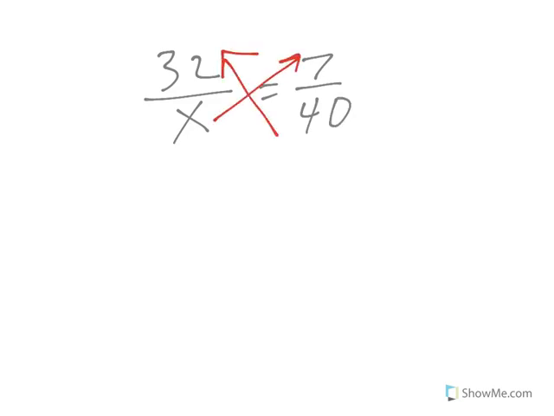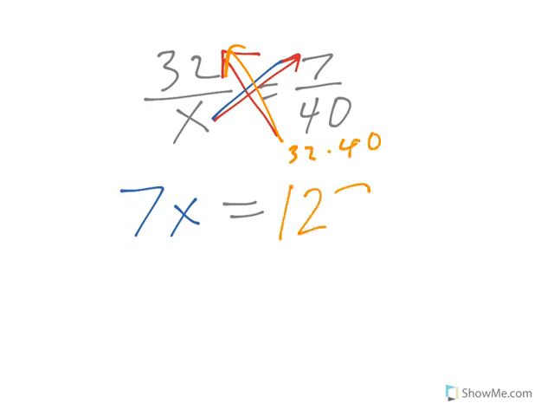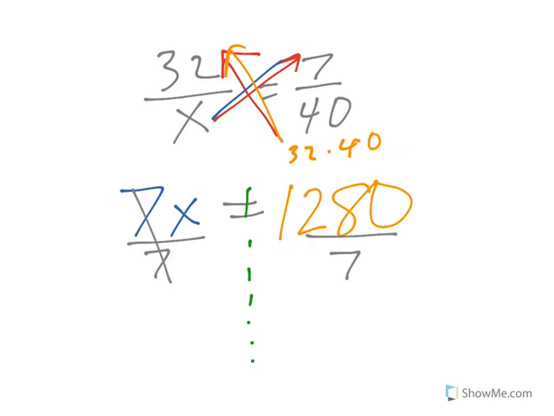So our proportion, 32 over x equals 7 over 40. So remember, to solve a proportion, we cross multiply. That means I have 7x equals, now I go this direction, 32 times 40, which yields 1,280. Remember that the equal sign splits this into 2 parts, and I divide both sides by 7.